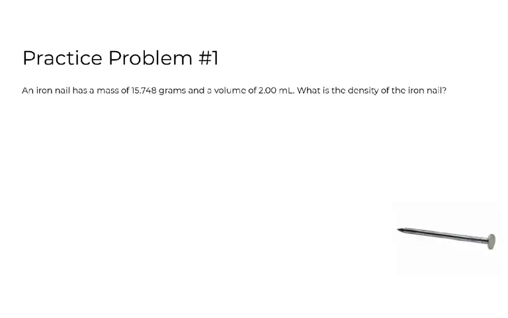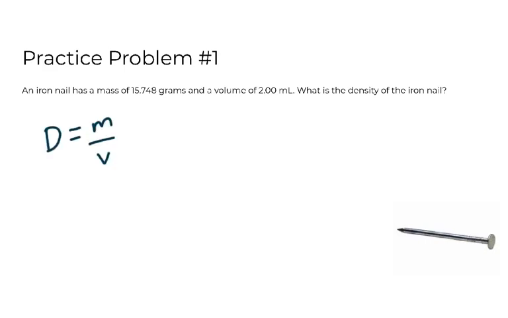Let's use these equations to solve 3 different practice problems about density. In this first one, it says an iron nail has a mass of 15.748 grams and a volume of 2.00 milliliters. What is the density of the iron nail?